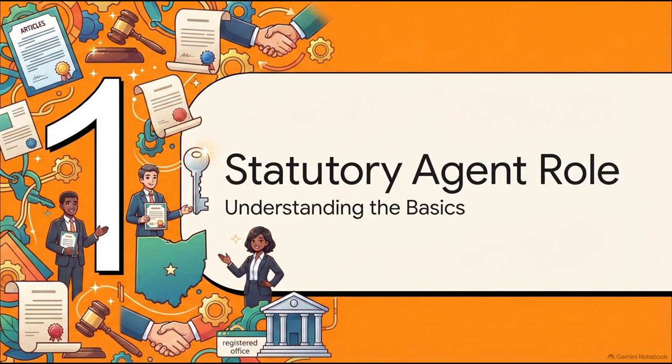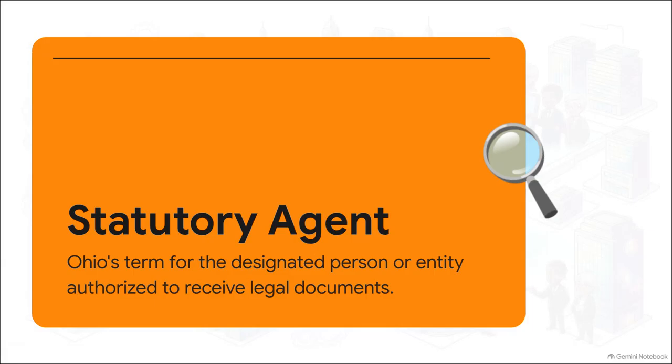Part 1. The statutory agent role. Now, if you've done business out of state, you're probably pretty used to the phrase registered agent. But here in Ohio, the state officially uses the term statutory agent in their legal codes. Don't worry, though. They mean the exact same thing. This is the designated person or business entity who is legally authorized to receive official documents, tax notices, and service of process on behalf of your company. Basically, they're your business's official point of contact with the legal system.